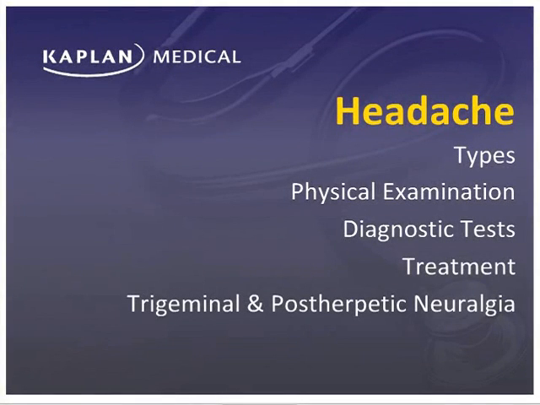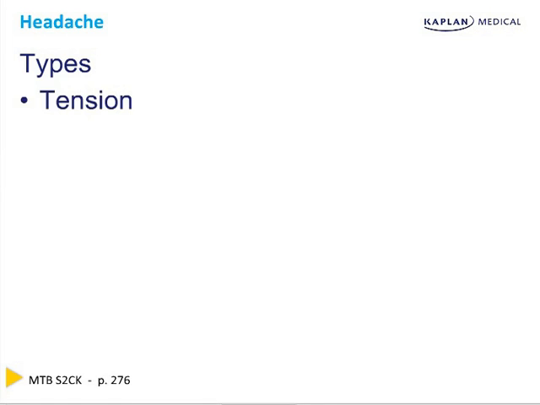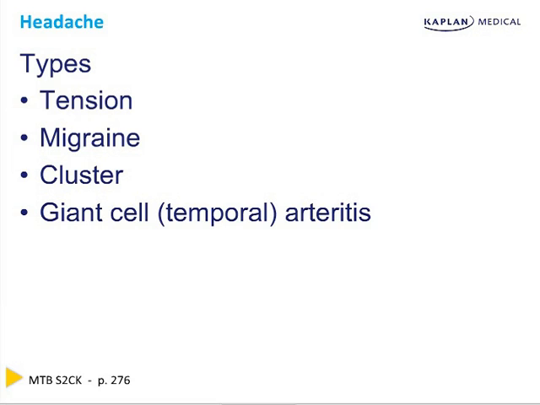Our next section is headache, and we're going to go through a type of each one and make each one unique and distinct for you. Types of headache are tension headache, migraine headache, cluster headaches, giant cell or temporal arteritis, and pseudotumor cerebri.